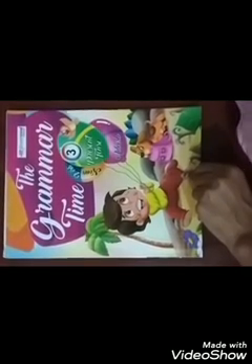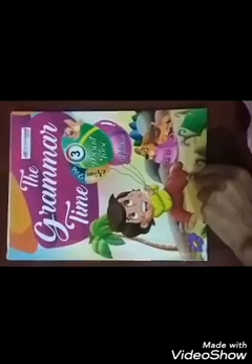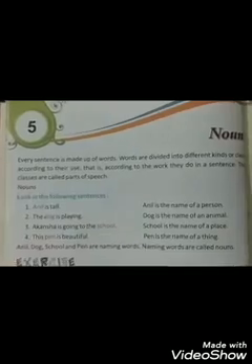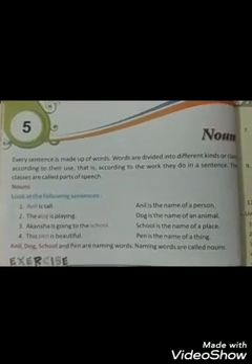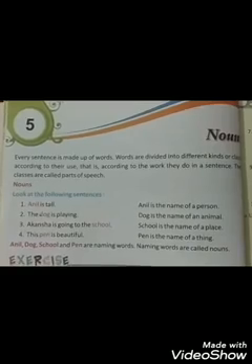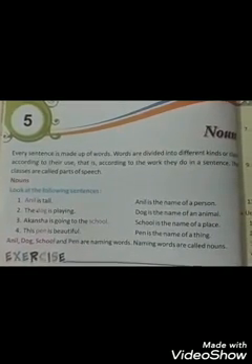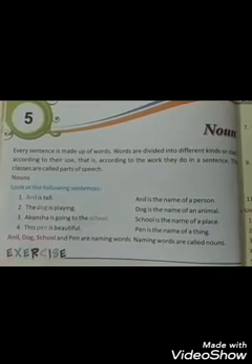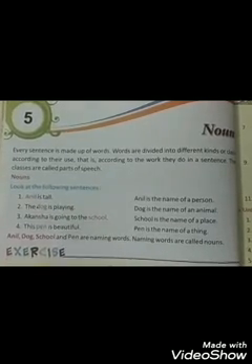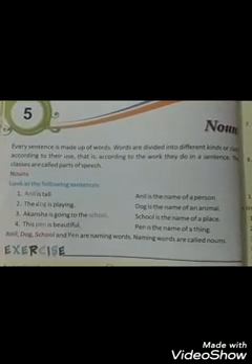Today is your English language turn and today I am going to explain chapter 5. See, this is chapter 5. The name of the chapter is Nouns. As we all know, a noun is the name of any person, place, thing or animal. Let us see what is in this chapter.